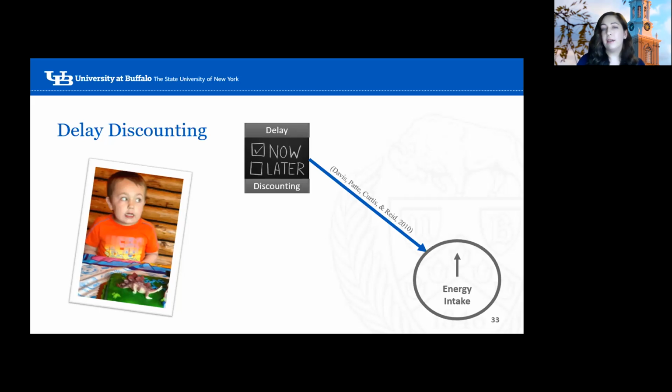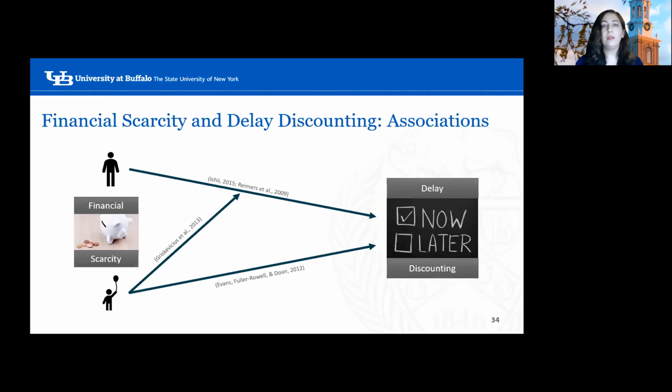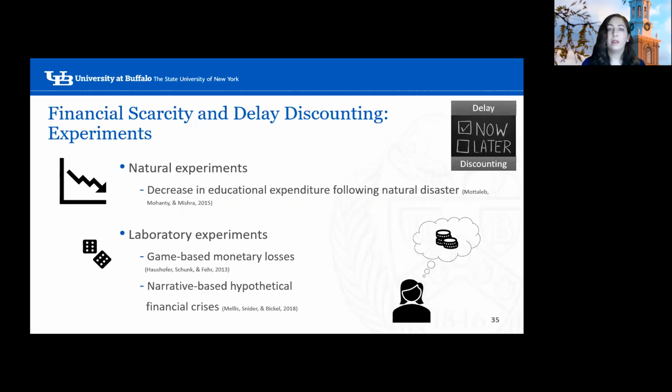Researchers have speculated that for people with high delay discounting, the immediate gratification of high energy density foods is just more tempting than the longer term rewards like better health and longevity. There's been a lot of inquiry into the effects of scarcity on delay discounting. It's associated with financial scarcity in adults, in children, and across the lifespan. So a history of poverty is associated with higher delay discounting in adults.